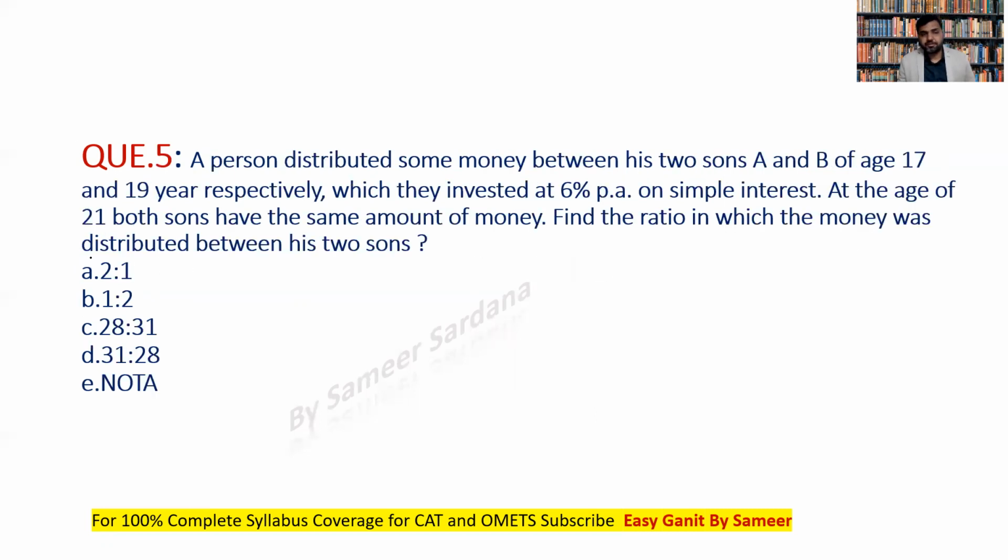Question number 5, everybody. A person distributes the money between his 2 sons, A and B, of ages 17 and 19 years, respectively. So this person has 2 sons, A and B.